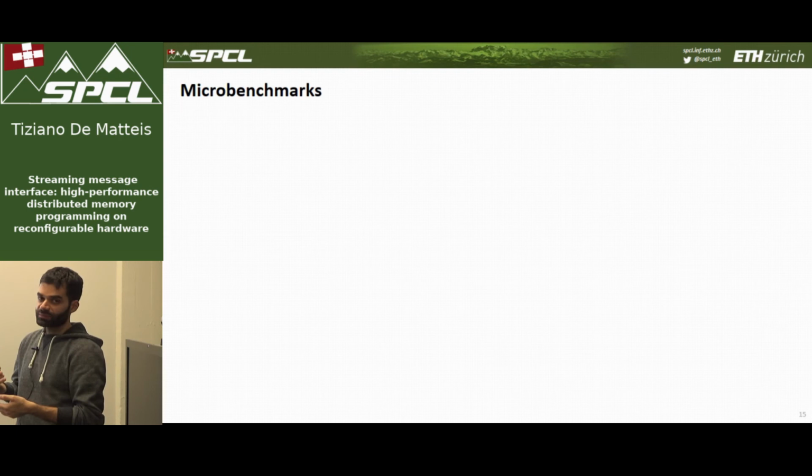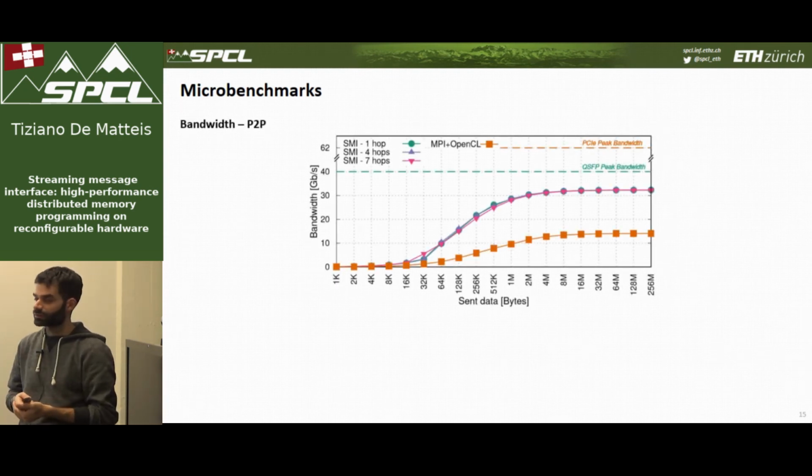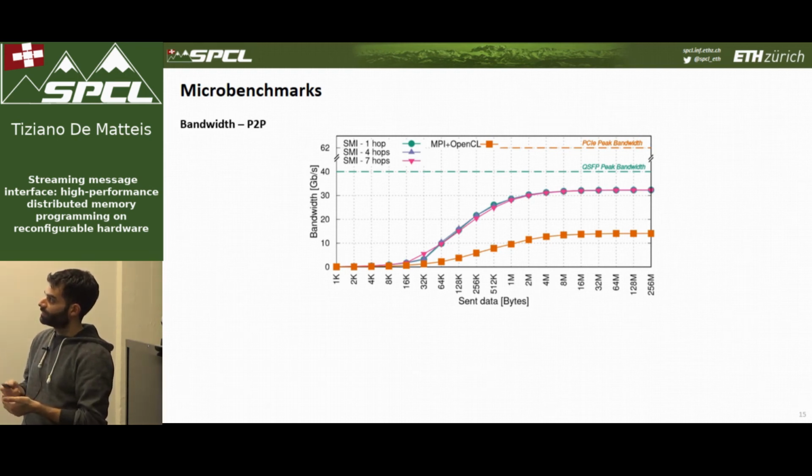So we evaluated the implementation of a different micro benchmark. Here in these figures, I'm showing you the bandwidth which is achieved in terms of gigabit per second, considering different message sizes. So for SMI, we evaluated the bandwidth considering different network distances between the source and destination rank, so 1, 4, and 7 hops.